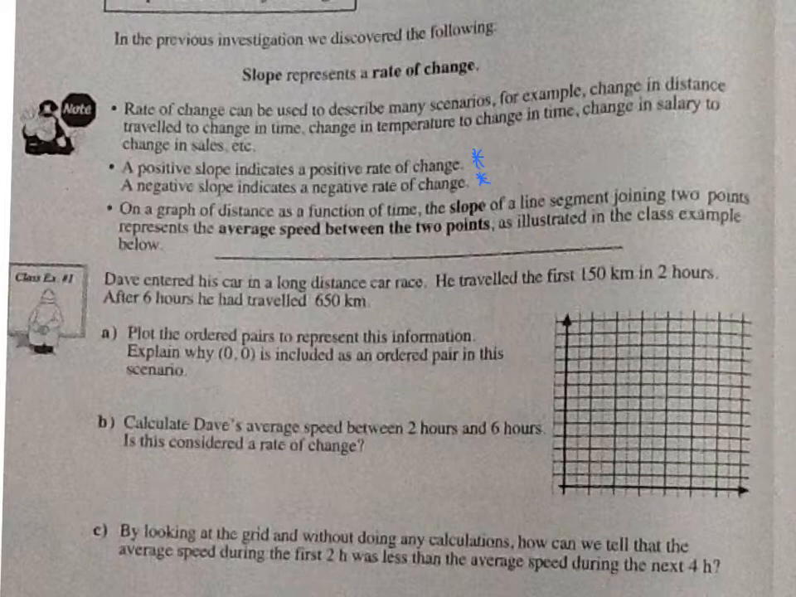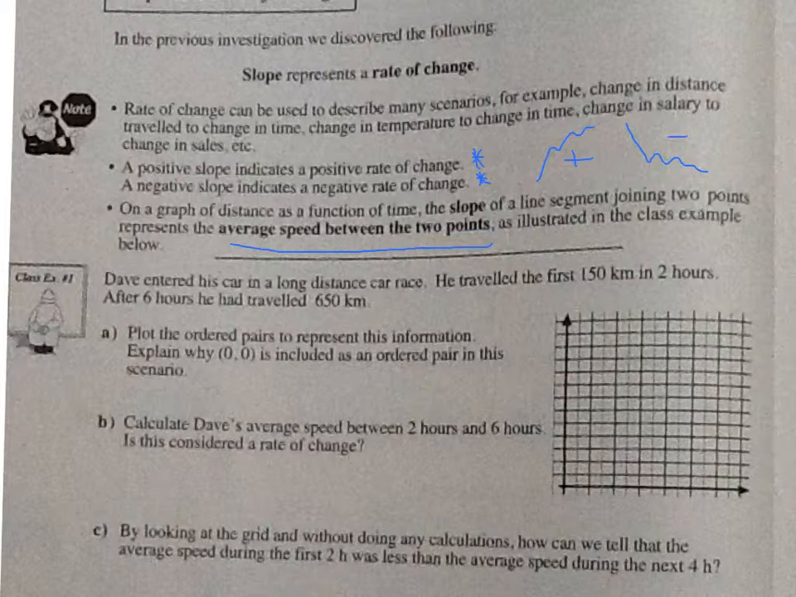So if you're thinking about the stock markets, going up is good, going down is bad. Okay? Positive, negative. On a graph of distance as a function of time, the slope of a line segment joining 2 points represents the average speed between 2 points, as illustrated in the class example below.